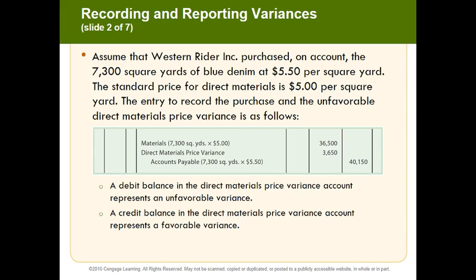So let's look at Western Riders. They purchased on account 7,300 yards of denim at $5.50 a yard. They were expecting $5 per square yard. So, how they recorded it at that time was that they increased their materials by 36,500, and then they also debited a direct materials price variance account for $3,650. A debit balance in a direct materials price variance account represents an unfavorable variance, whereas a credit would be a favorable variance.